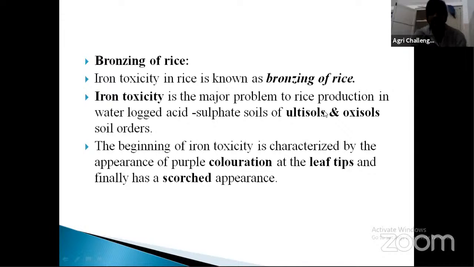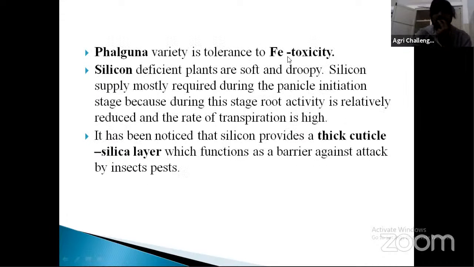These are acid soils. In these soils, iron toxicity will occur because in acidic soils the iron concentration will be more. The beginning of iron toxicity is characterized by the appearance of purple coloration at the leaf tips, finally a scorched appearance. We already know that in acidic sulfate soils, iron and aluminum concentration will be more. So it might cause iron and aluminum toxicity, which is harmful for the rice crop. The Falguna variety of rice is tolerant to iron toxicity.